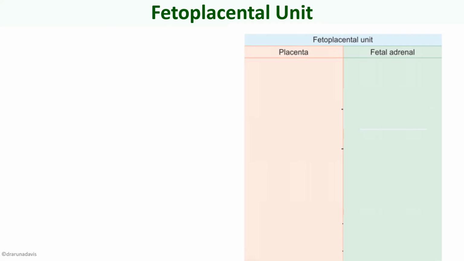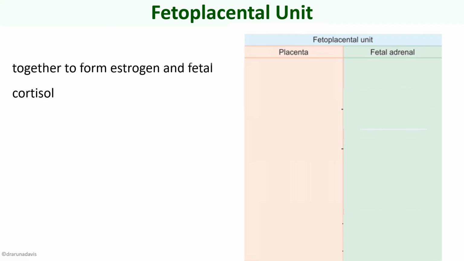The feto-placental unit is called so because the placenta and the fetal adrenal gland work together to form estrogen and fetal cortisol. We have a different set of hormones in the fetal adrenals and a different set of hormones in the placenta, and they work together to produce the estrogen and the fetal cortisol, which is further brought back to the maternal blood. So you have to know more about the steps of this feto-placental unit.